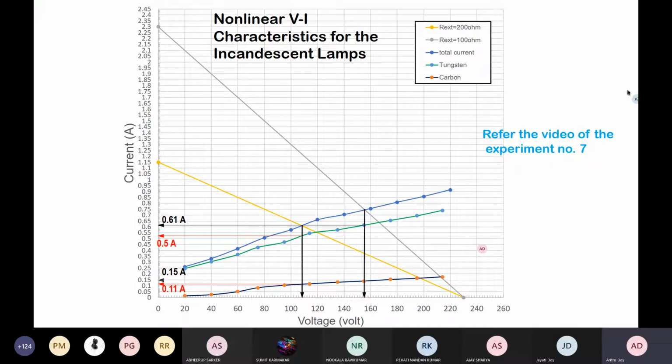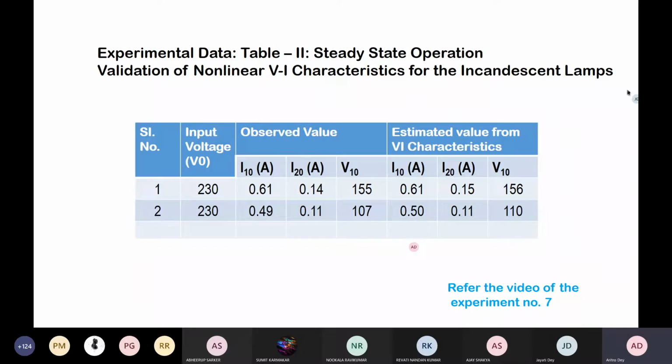Okay, so whatever VI characteristics we got, these are nonlinear in nature, and for that we solved graphically, and the calculated or estimated value is almost the same as the experimental value during steady state operation. Okay. Sir, I couldn't understand from the graph how you are deriving the estimated value from the VI characteristics?